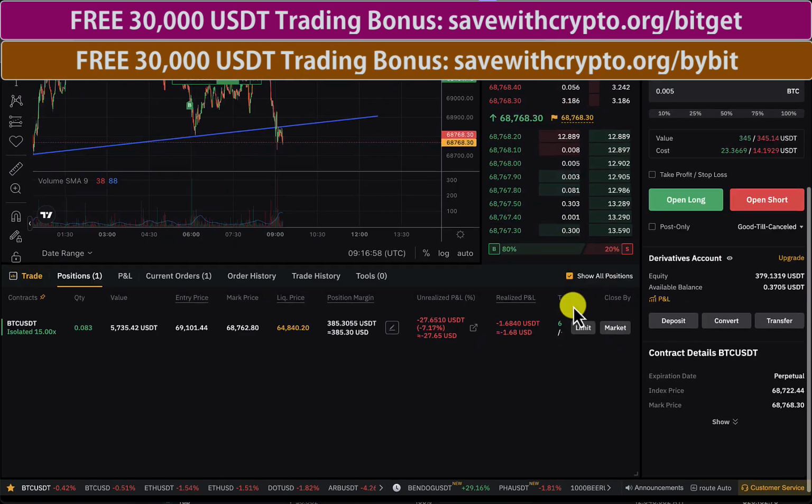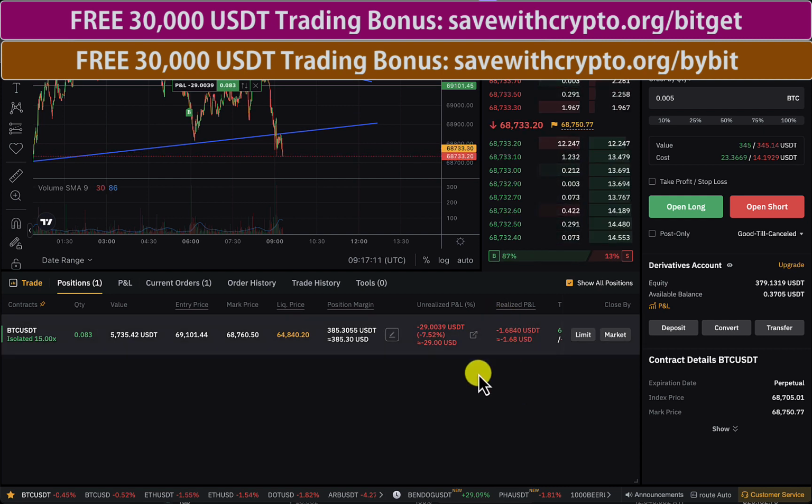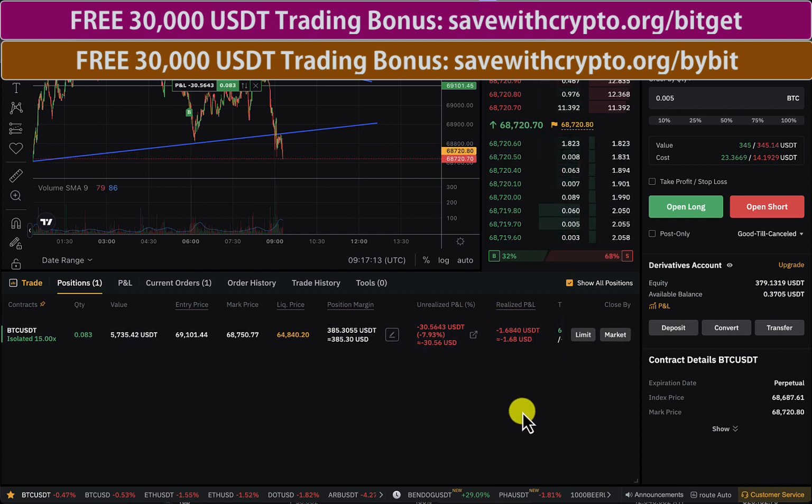But this is really good because it shows you the realized profit and loss as well as the unrealized. So I know that, whatever I do, even if I just want to get out at break even, I need to at least make back the $1.68 to break even.